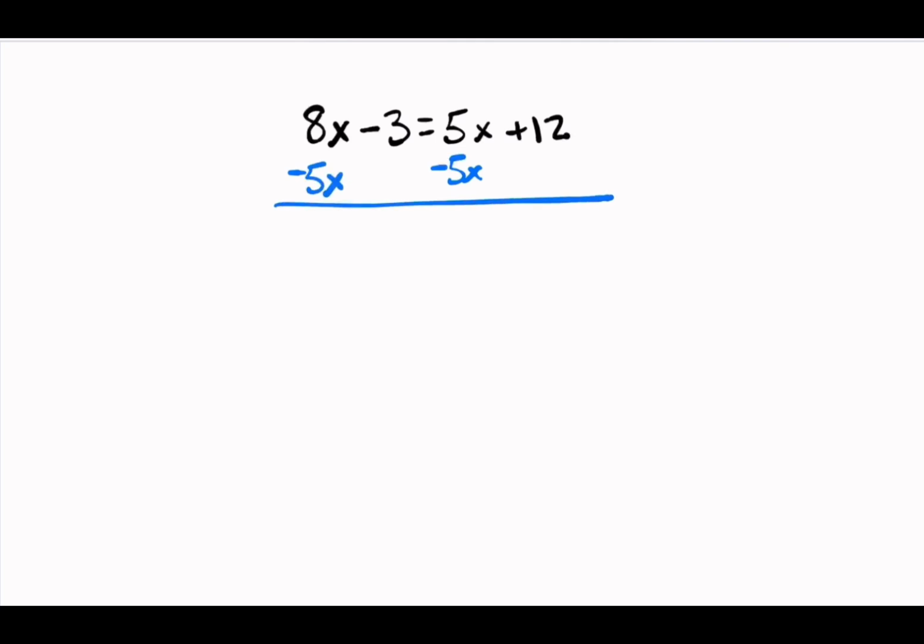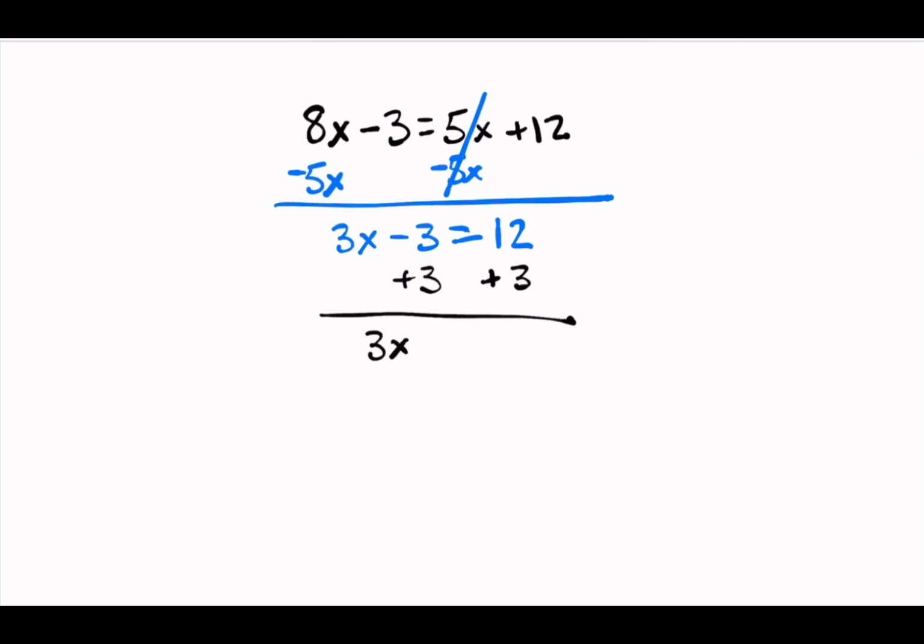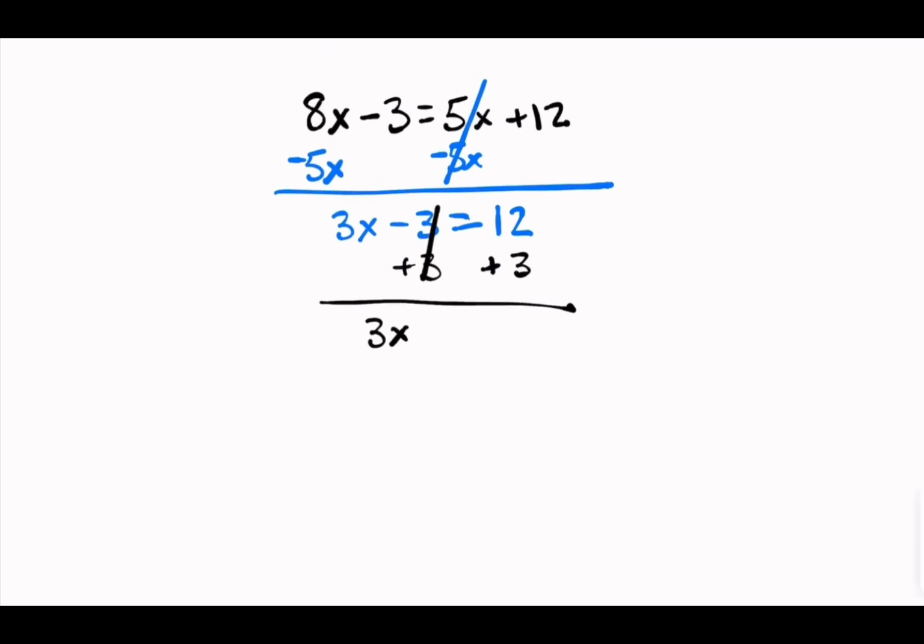So now we have 8x minus 5x equals 3x. Still have our minus 3. Equals 5x minus 5x cancels out, so that's 0. And then we still have a positive 12. Now I have my x's all on one side, so I want to add 3 to both sides to move the constant. I'm going to add 3 because I have a minus 3. So now I'm left with 3x minus 3 plus 3 equals 0, equals 12 plus 3 equals 15.